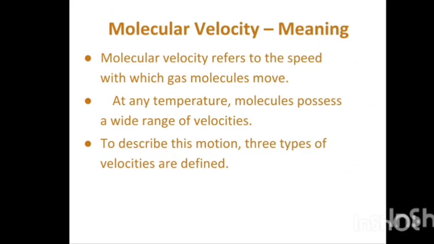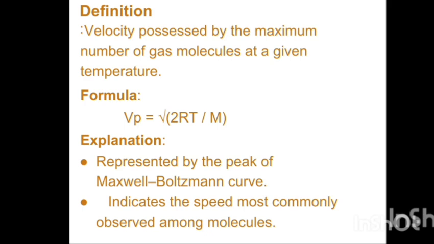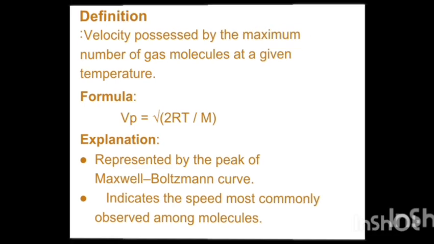Molecular velocity meaning. Molecular velocity refers to the speed with which gas molecules move. At any temperature, molecules possess a wide range of velocities. To describe this motion, three types of velocities are defined. Most probable velocity. Definition: velocity possessed by the maximum number of molecules at a given temperature. Explanation: represented by the peak of the Maxwell-Boltzmann curve. Indicates the speed most commonly observed among the molecules.